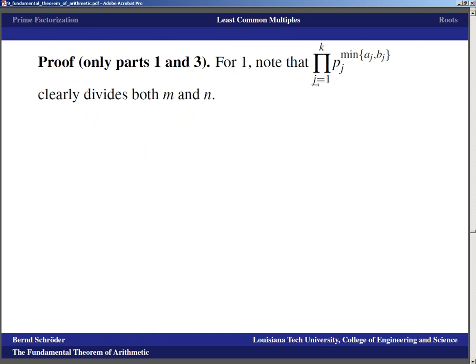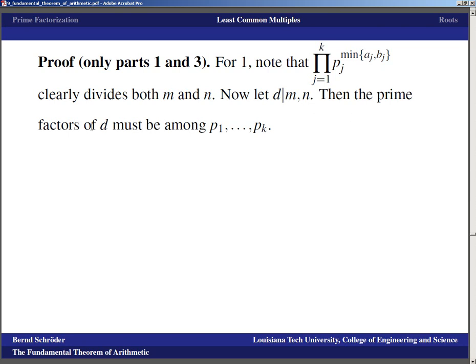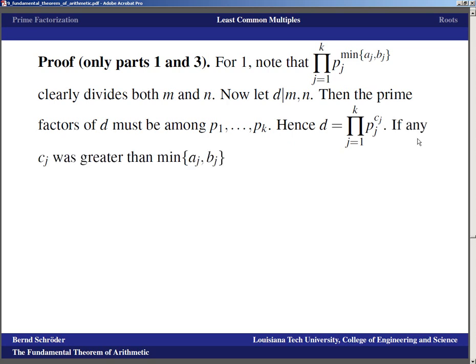For part 1, note that the product, j equals 1 to k, of pj to the minimum of aj, bj clearly divides both numbers m and n. And if now d divides both m and n, then the prime factors of d must be among the p1 through pk, because those are all the prime numbers that go into m or n. And that means that d is the product, j equals 1 to k, of pj to the cj, because that's its prime factorization with potentially some cj's equal to 0 thrown in.